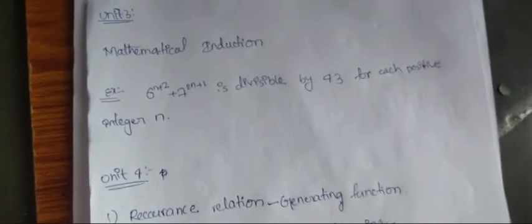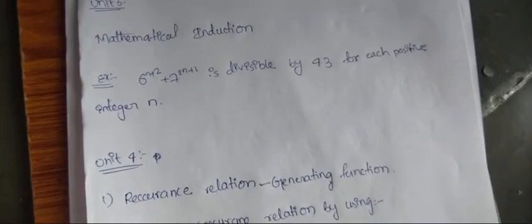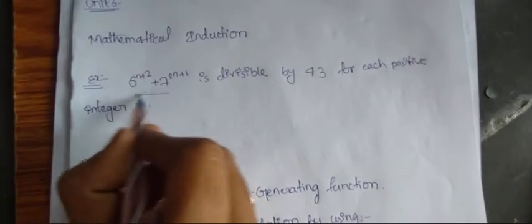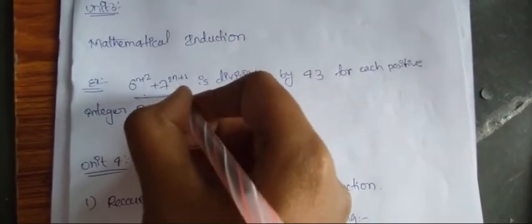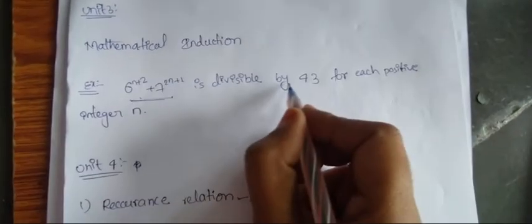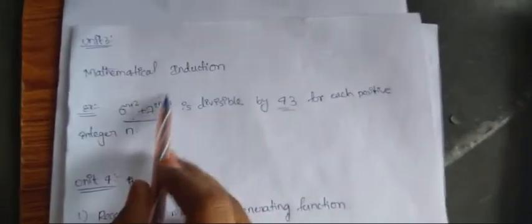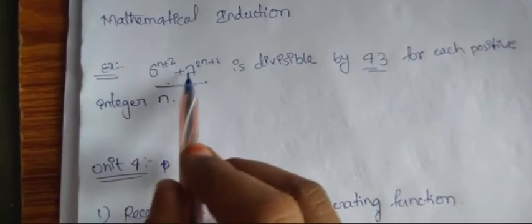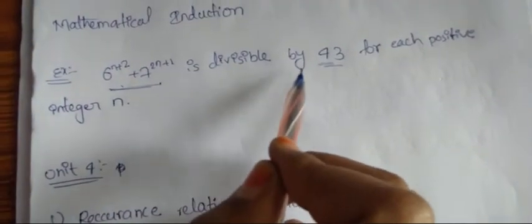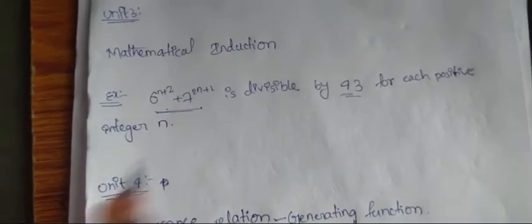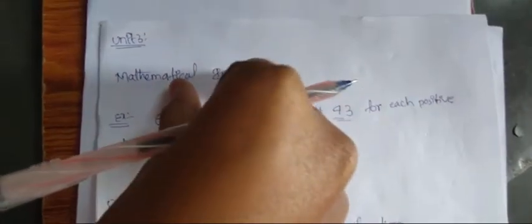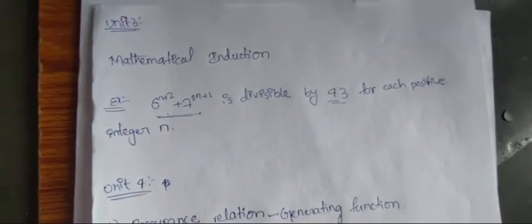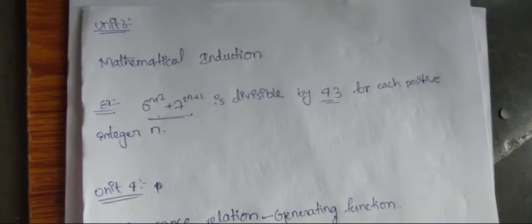The most probable and most repeated question is of this form. They may give some notation, and they may ask you to divide like this. For example, in the previous question paper, they have asked that 6 power n plus 2 plus 7 power 2n plus 1 is divisible by 43 for each positive integer n. We have to prove this by using mathematical induction. So only concentrate on the mathematical induction topic from the third unit, it will be better.